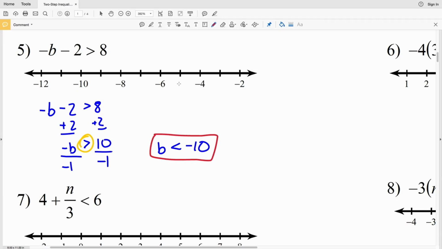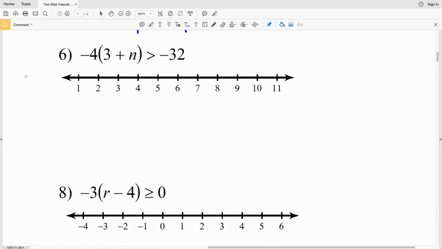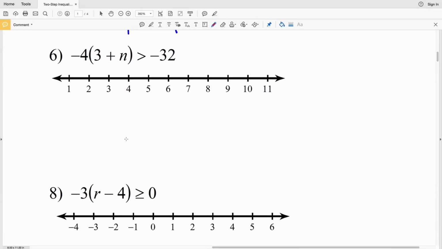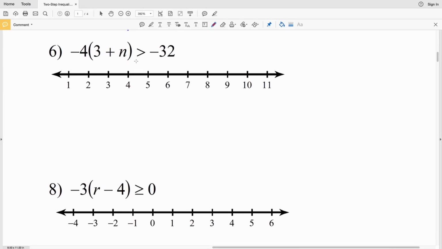Now all we have left to do is to graph that. Find negative 10, circle it, do not shade that in, but then we're going to shade everything to the left. Number 6, we have negative 4 times the quantity 3 plus n is greater than negative 32. Let's start by dividing by that negative 4 first, since we know that it goes into 32 evenly.